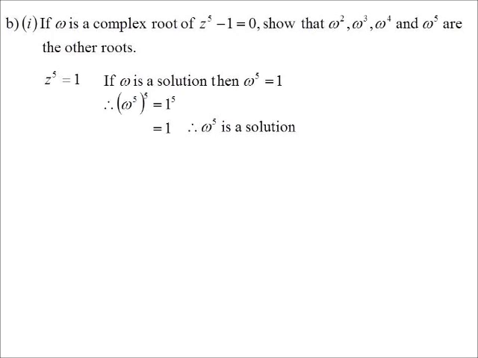Okay? Now, omega squared to the power of 5 is the same as omega to the power of 5 squared. And omega to the power of 5, we've said, is 1. So that's 1 squared, and that's 1. So omega squared is a solution. Because when I substitute it into z to the power of 5, I get the answer 1. So omega squared is a solution.